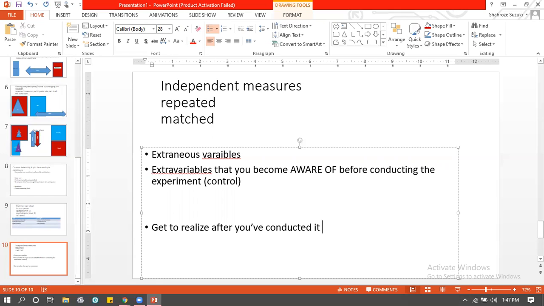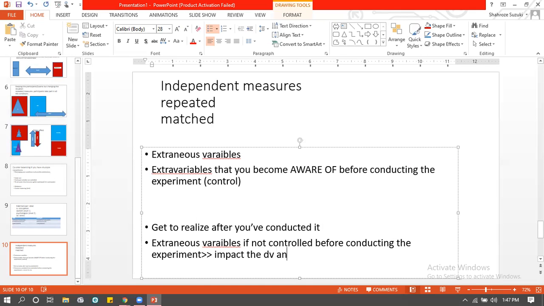So extraneous variables, if not controlled before conducting the experiment, will then impact the DV and then be known as confounding variables. Basically, before the experiment, they're extraneous variables. After the experiment, they become confounding variables. So there's always the case of before and after. Otherwise, the concept remains the same: extra variables have affected your DV, and that's a problem.